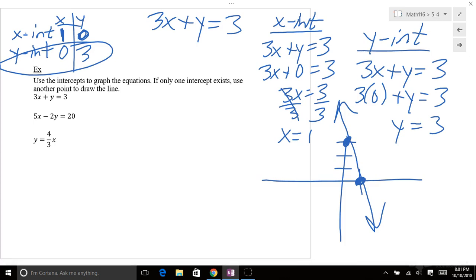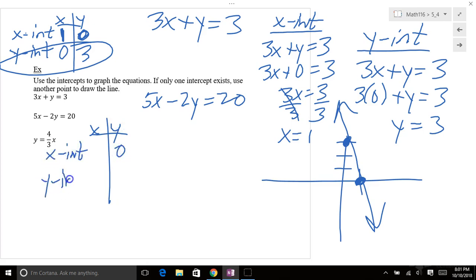Okay, let's do another one here. 5x minus 2y equals 20. Again, to find our x-intercept, we're going to let y be 0. To find our y-intercept, we're going to let x be 0. So let's let y be 0 first.